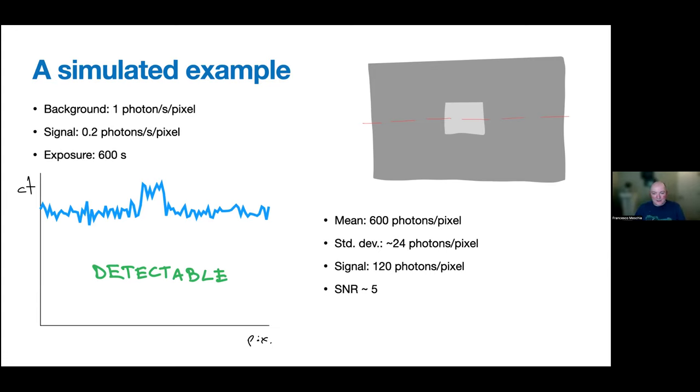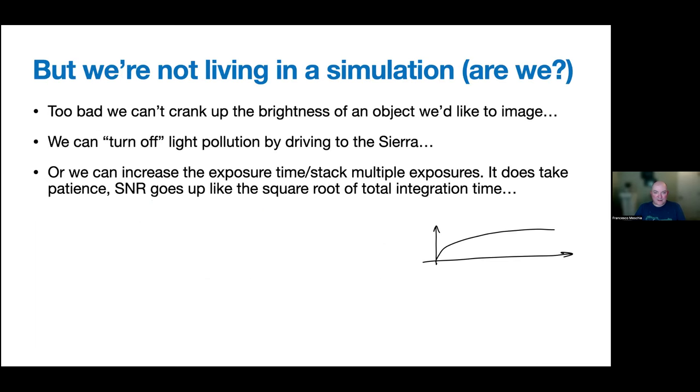Now, this is great, but we are not in this simulation, right? It's in reality. It's too bad that we cannot just crank up the brightness of an object that we would like to image, just like I did in the simulation. What we can do is to change the other element of the signal to noise ratio.